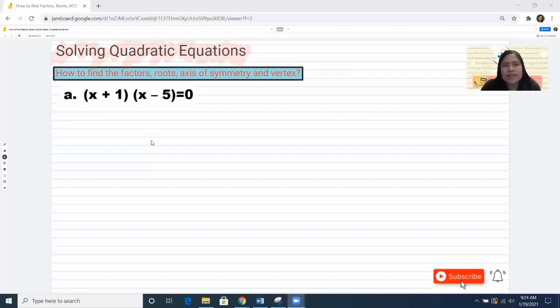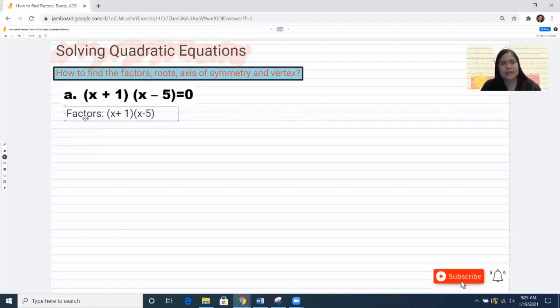So let us have the first example. On the first example, luckily they are already given in a factored form. So we're looking for the factors first. You can just write factors and then the answer, which is x plus 1 and then x minus 5, because they are already written in a factored form. Okay, then after that, we're looking for the roots.